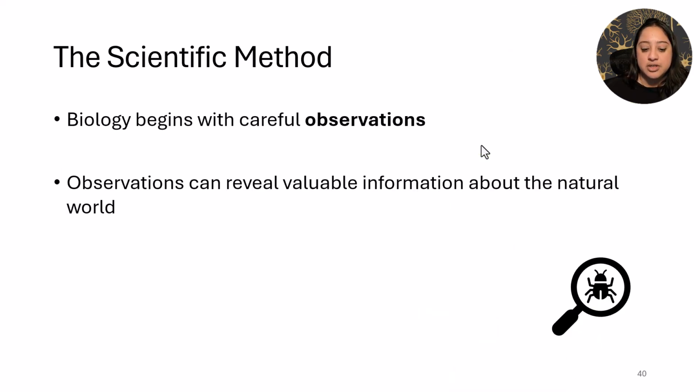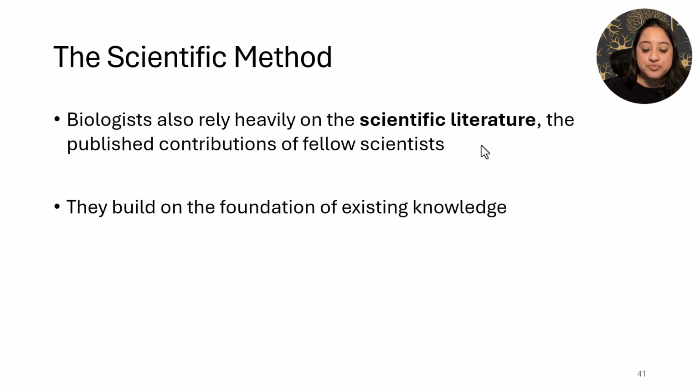So just to touch more on that. Biology begins with careful observations. Observations can reveal valuable information about the natural world. Sometimes that observation will come from ourselves, but sometimes we'll also include observations from others. Biologists also rely heavily on what we call the scientific literature. It's not literally just books about science. It's science that is reported for other scientists, the published contributions of fellow scientists. By doing this, they build on the foundation of existing knowledge.